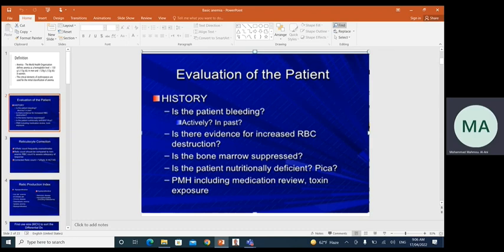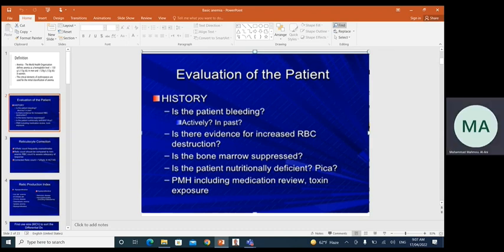Is the bone marrow suppressed? From the history, from the clinical examination, how would you know that the bone marrow is suppressed? When the patient becomes pale, plus a decrease in the platelets. This platelet decrease manifests as subcutaneous bleeding, purpura, we call it. We will see a few of the slides. Or the patient presents with fever. The fever is due to neutropenia. When there is a decrease in the neutrophils, the patient is more susceptible to develop infection. So is there any evidence that there is a bone marrow suppression?